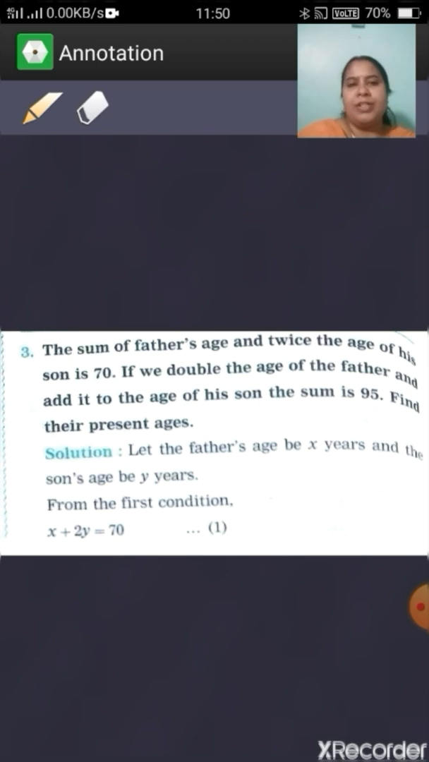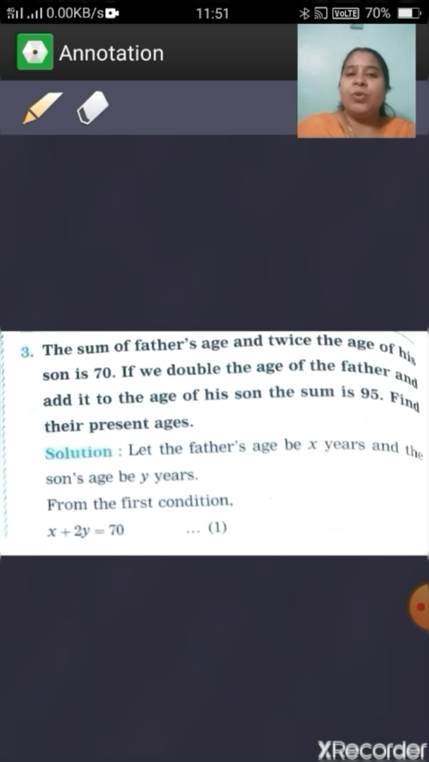Find their present ages. Now the first thing is, whenever you read a word problem, go to the last part of the sentence and try to understand about which two things they are giving us the information. In this, it is the ages of father and son. So our first step will start from there. Let father's age be x while son's age be y. That is the first step.